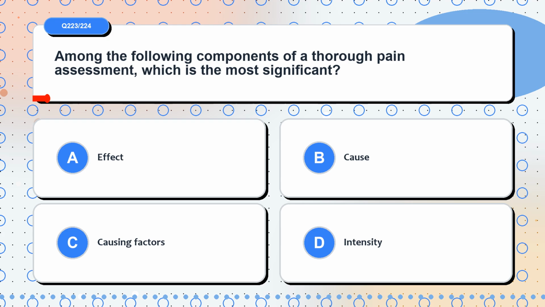Question 223. Among the following components of a thorough pain assessment, which is the most significant? Here are the options. Option A, effect. Option B, cause. Option C, causing factors. Option D, intensity.